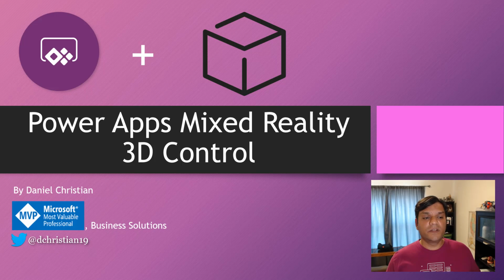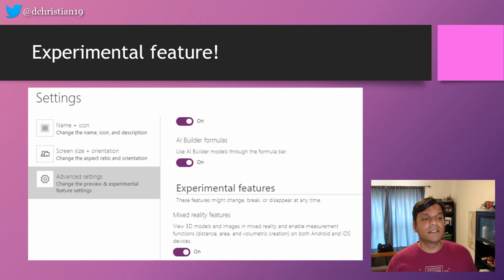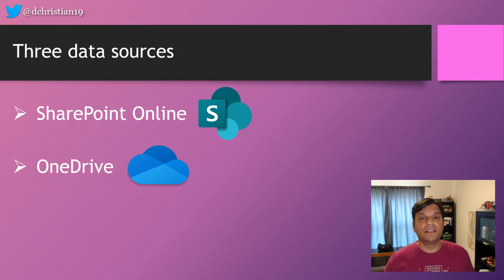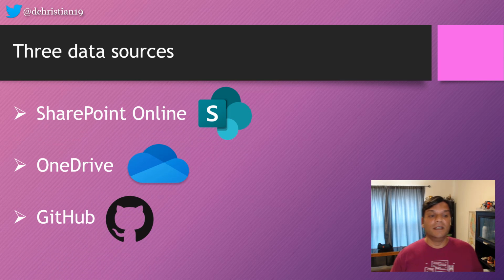So like I mentioned, we're going to look at Power Apps Mixed Reality 3D Control. Things that I'm going to cover is, since it's an experimental feature, where in the advanced settings do I go and turn on that experimental feature? I'll talk about that. And then these are the three data connectors I'm going to reference: SharePoint Online, OneDrive, and GitHub. So this is the plan.